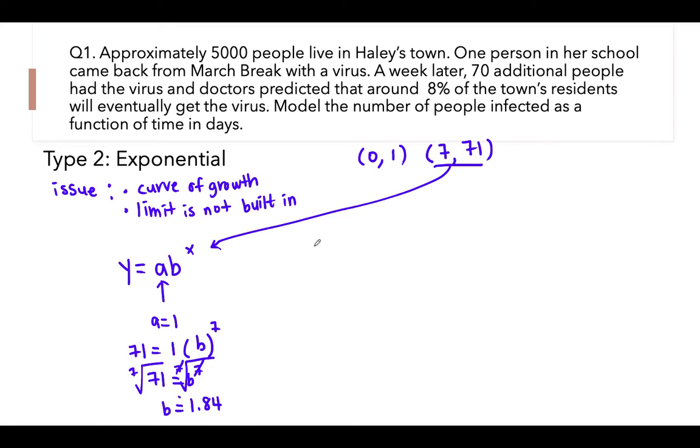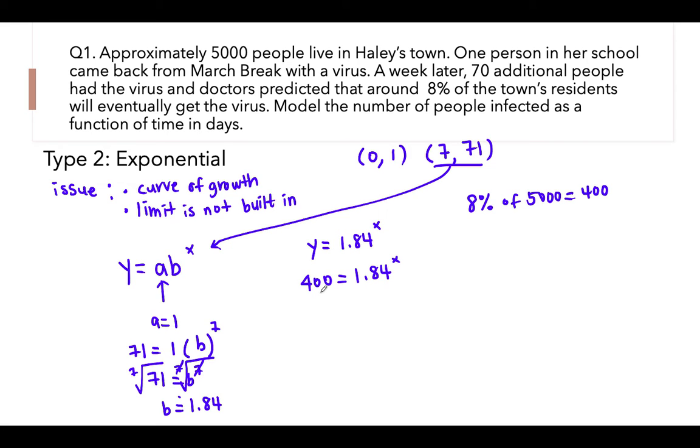Okay, so now that we found the base, let's put it in. y is equal to 1.84^x. Okay, so the 1 is invisible. Now we need to plug in the numbers that we know. So we understand that 8% of 5,000 is 400 people. So let's plug in 400 as y: 400 people equals 1.84^x.